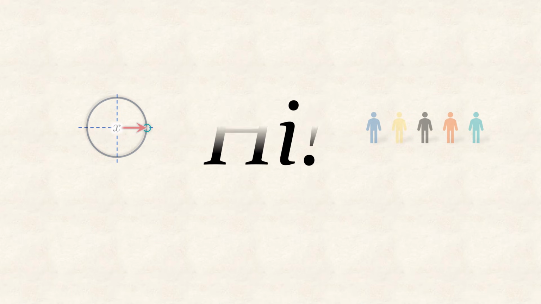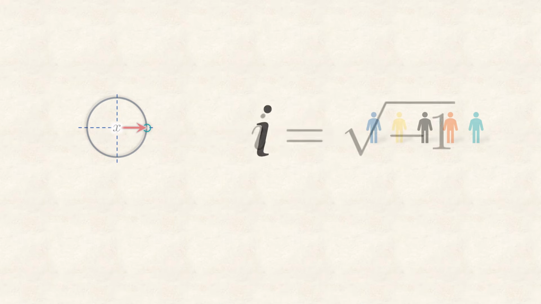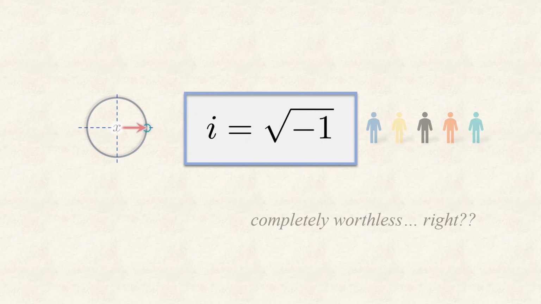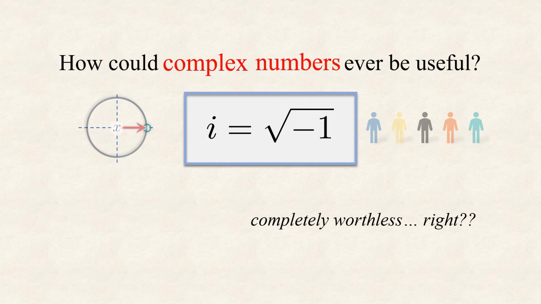Hi, today I want to tackle one question. As this mysterious number i, the square root of -1, seems so completely useless, I just have to wonder how on earth could complex numbers ever be useful.